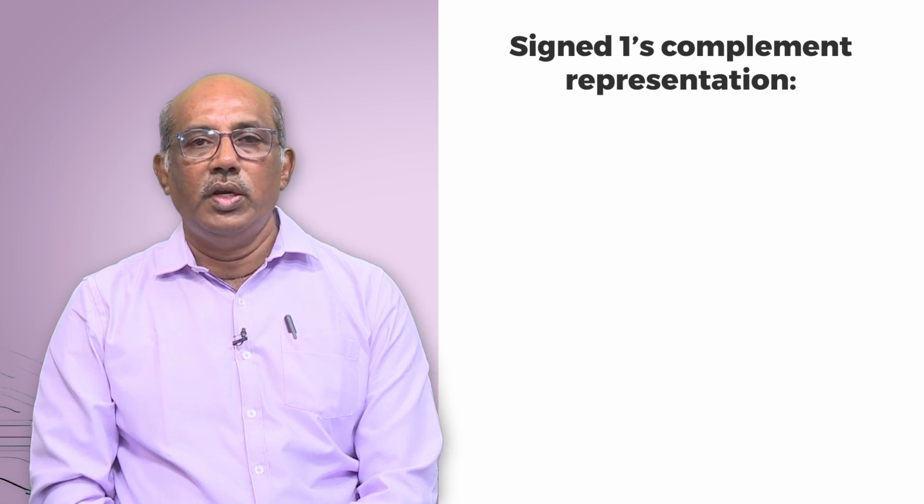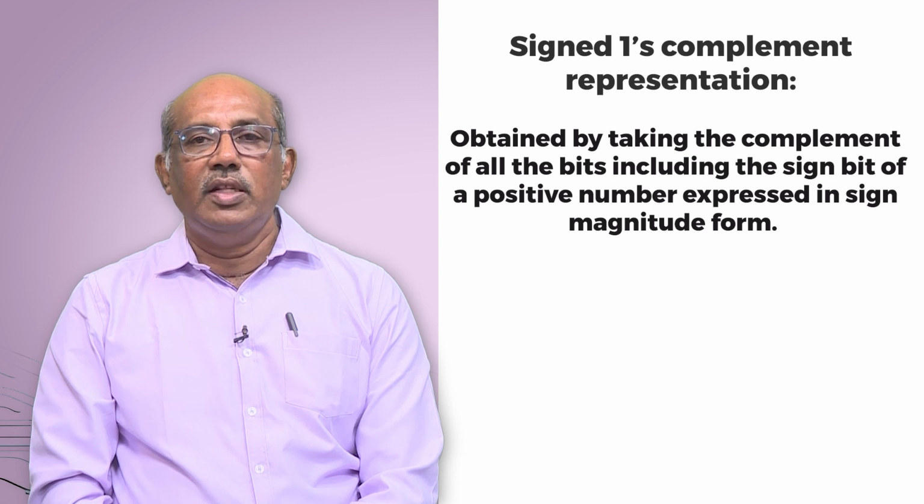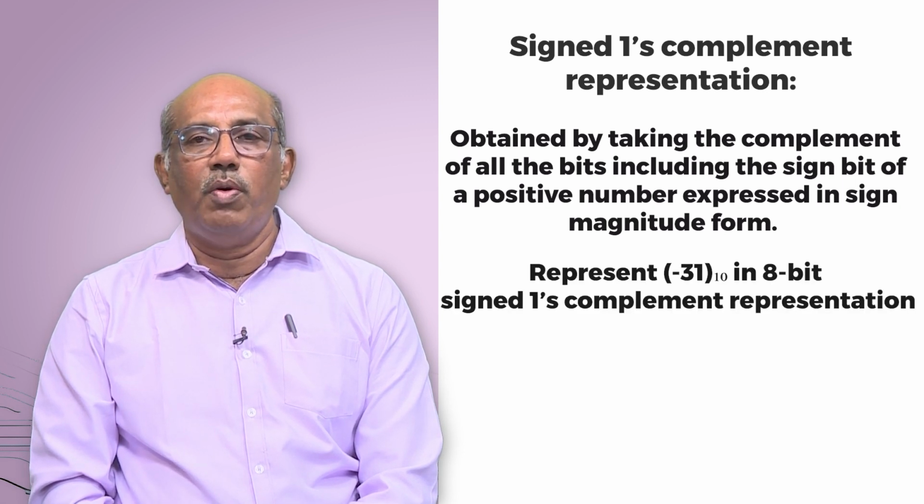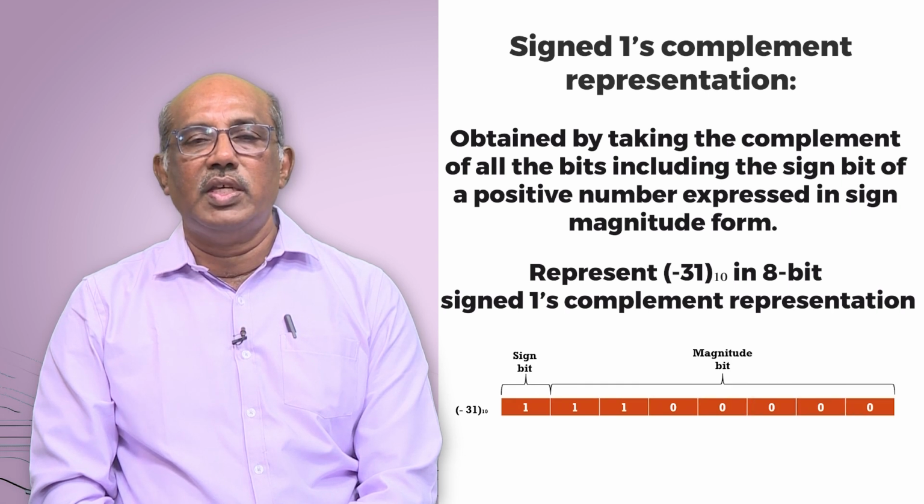Now, we go to the sign complement system, starting with the sign 1's complement representation. It is obtained by taking the complement of all the bits including the sign bit of a positive number expressed in sign magnitude form. So, first we have to express the given number in sign magnitude form and then take the 1's complement.